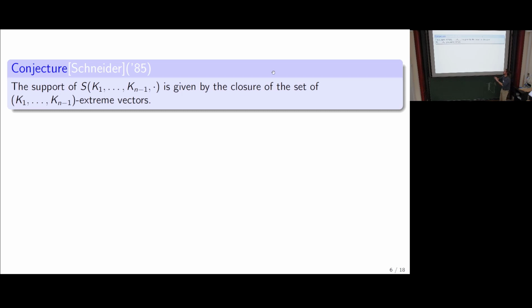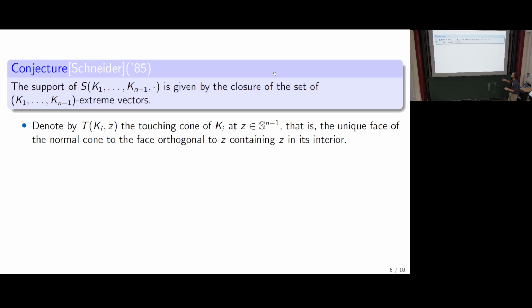There is a conjecture, still open, on the general behavior of these mixed surface area measures. This slide will be a bit technical, and excuse me, but it will be necessary to understand what's going on. The conjecture is that the support of these mixed surface area measures is given by the (K1, ..., Kn-1) extreme vectors. What are these extreme vectors in this general setting? First we need the definition of touching cone. I made a drawing for this.